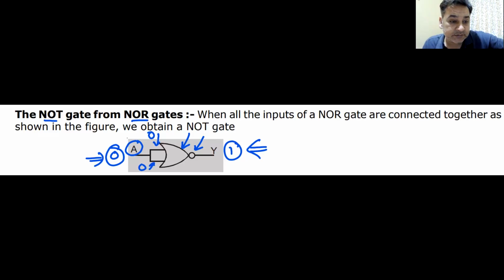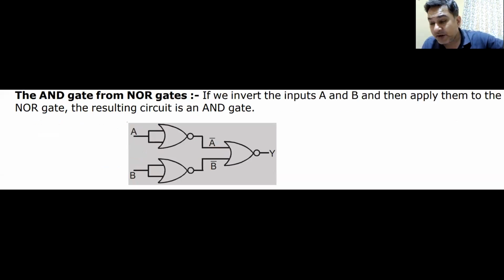Shall we move ahead? Yes, sir. This one tells us to convert a NOR gate into an AND gate. If I put 0 here, I will get 1 here. Do we understand this? Yes, sir. Ulta, because this is a NOT gate. If I put 1 and 1 in a NOR gate, what will I get? 0. So 0, 0 gets us 0.